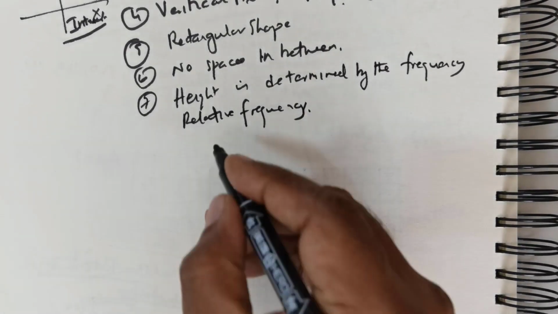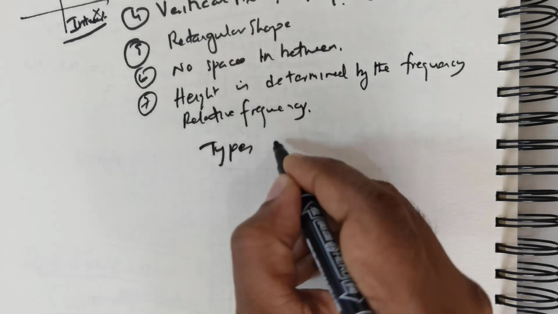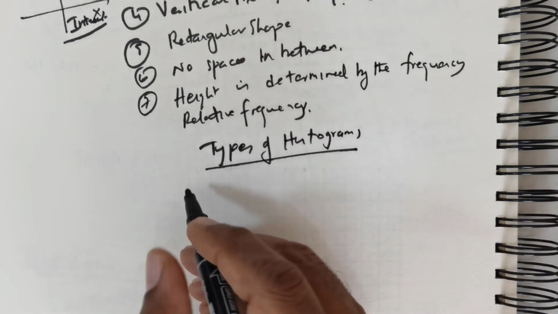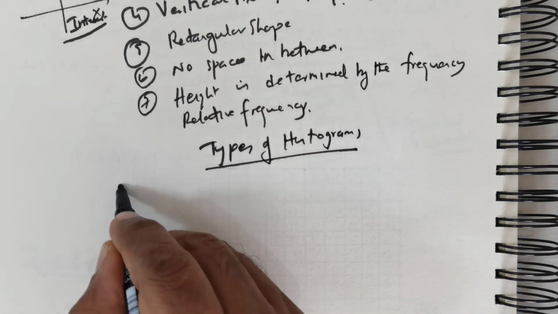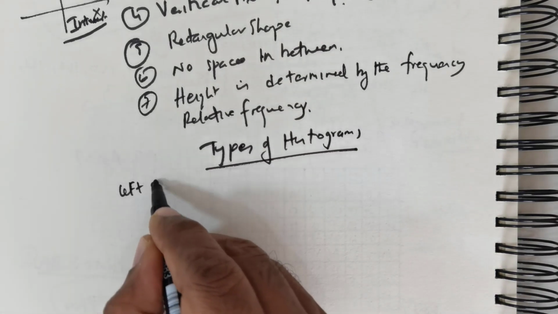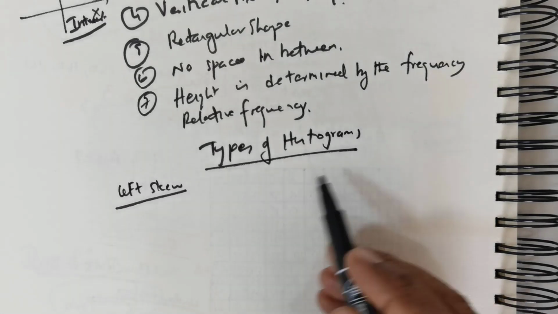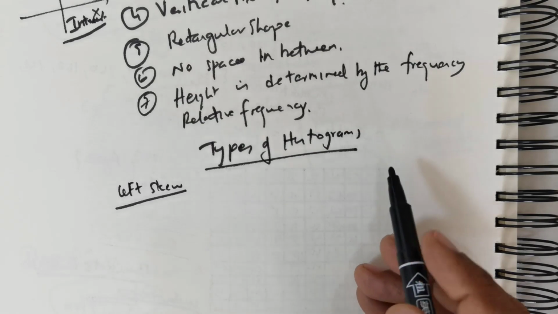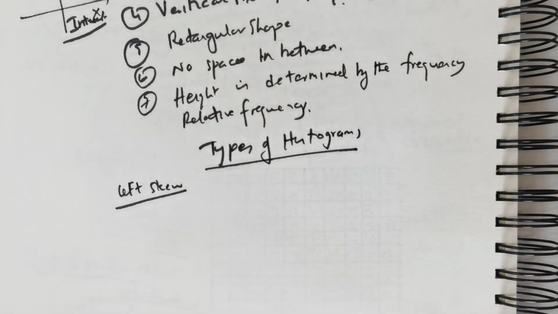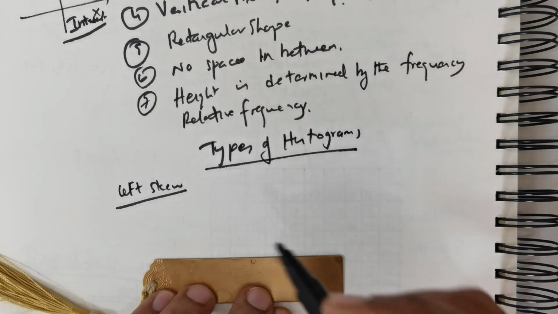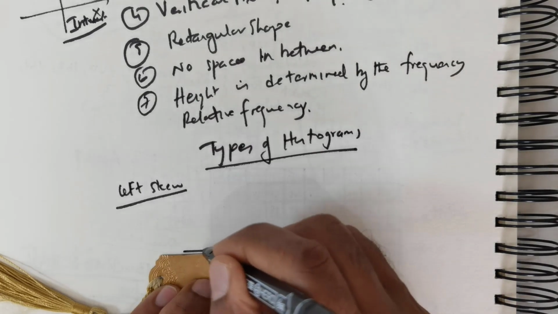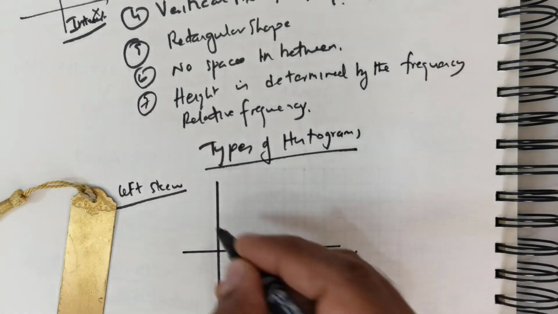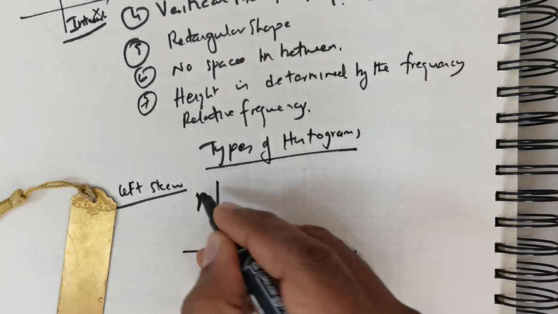Okay, now there are types of histograms. You have to know types of histograms. Now this histogram, the first one is called left skew. Now skew means you will totally have absence of data in one particular group. The data would not be present at all. So if I were to give you left skew, the left skew would be something like this. So this is the x-axis and this is the y-axis, right?